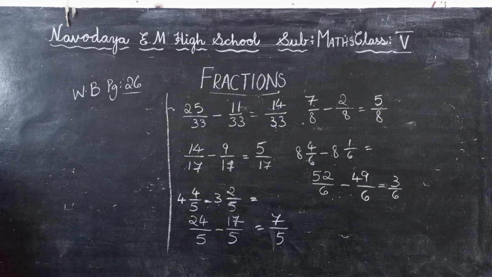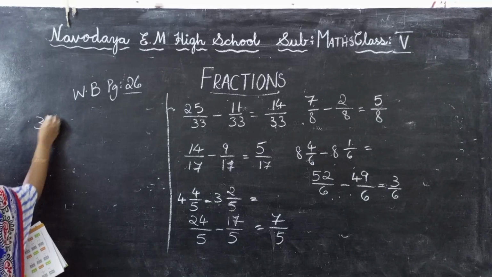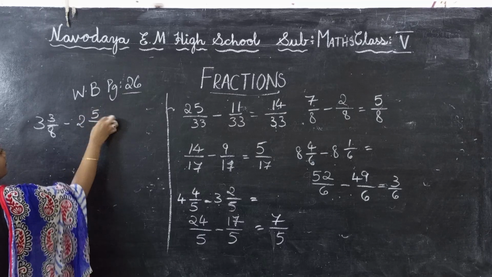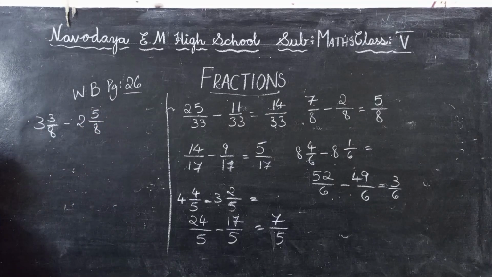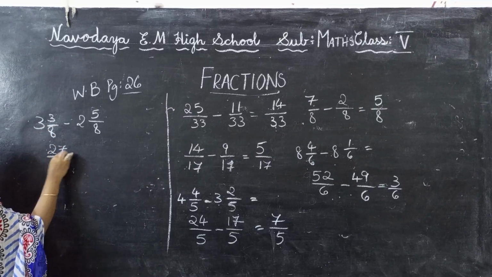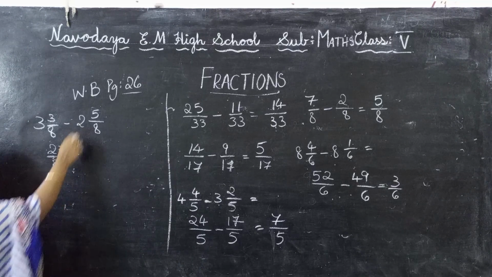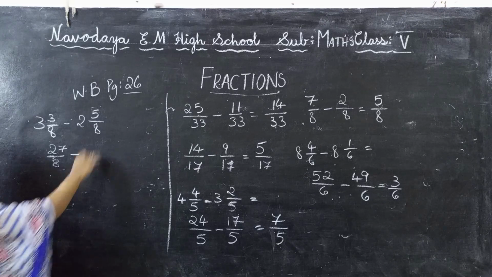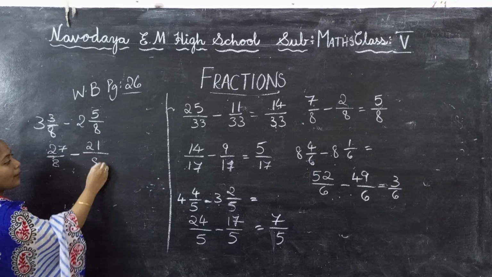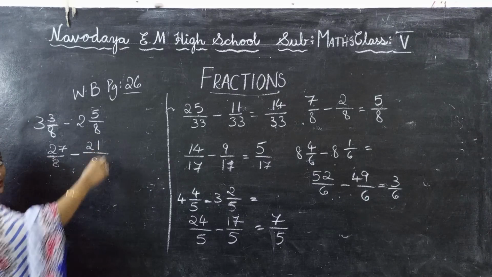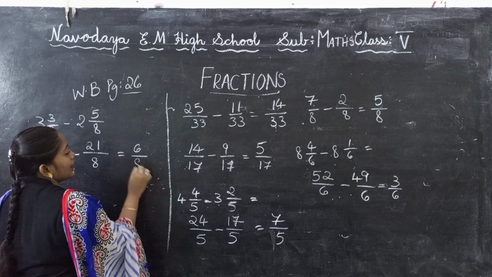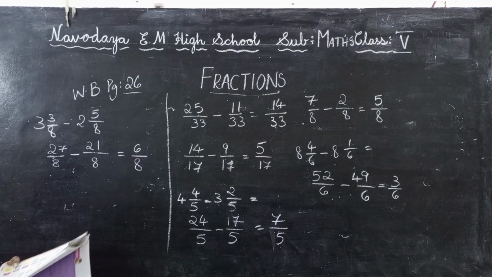The next sum is 3 3 by 8 minus 2 5 by 8. 8 3s are 24, 24 plus 3 is 27 upon 8, minus 8 2s are 16, 16 plus 5 is 21, 21 upon 8. 27 minus 21 is 6. So it is 6 upon 8.